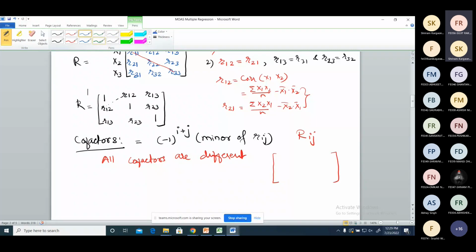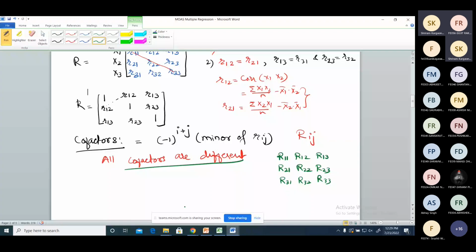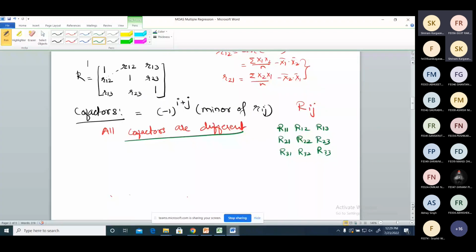Which are those? These are R11, R12, R13. This is not the way of writing, I am just mentioning; this is not in matrix form. Then cofactors R21, R22, and R23. Finally, R31, R32, and R33. All these 9 cofactors are different. You have to understand it. Now, secondly, how to find the cofactor? You have to understand this first.